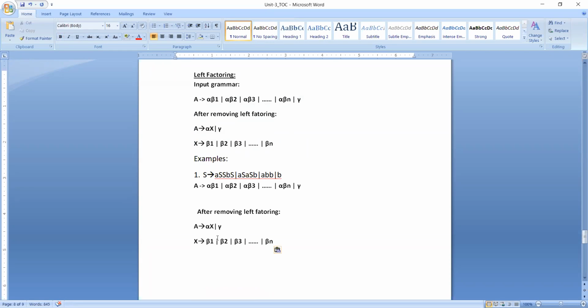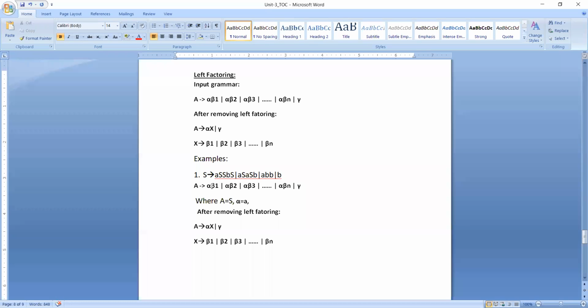After removing left factoring, we get the solution like this. Now here we need to specify what alpha and A are. A is capital S, and we need to specify what alpha is. You can have a look at this. What is alpha? We have taken alpha as a small a.